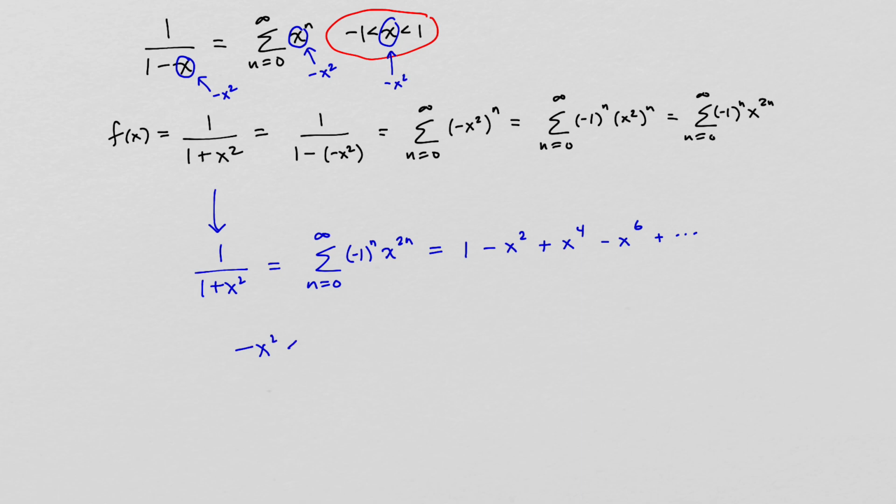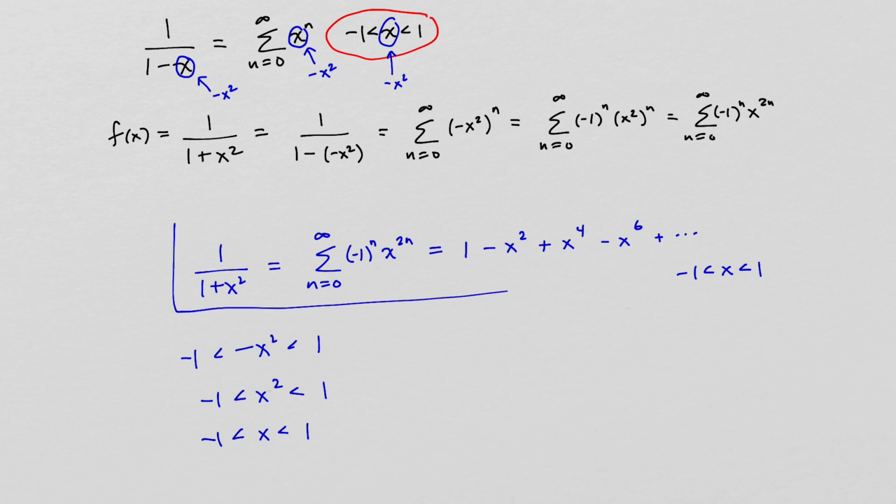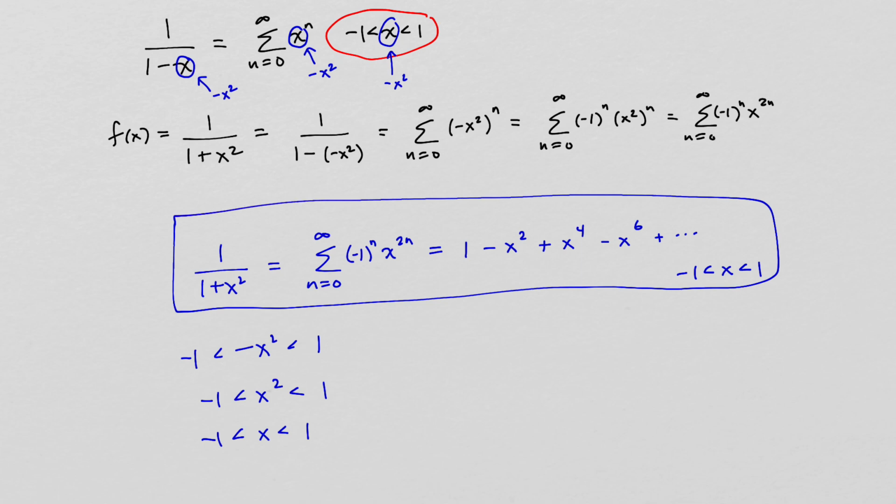And that tells us that negative x squared is a number between 1 and negative 1. And that would only happen if x squared is a number between 1 and negative 1. And that's going to happen if x is a number in between 1 and negative 1. So coincidentally, it has the same interval of convergence. So one way to get a power series representation for a function is just by making a substitution.